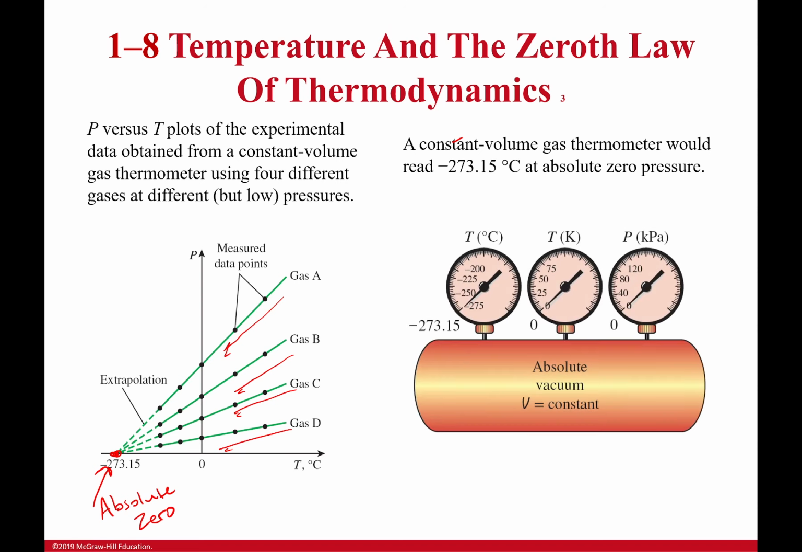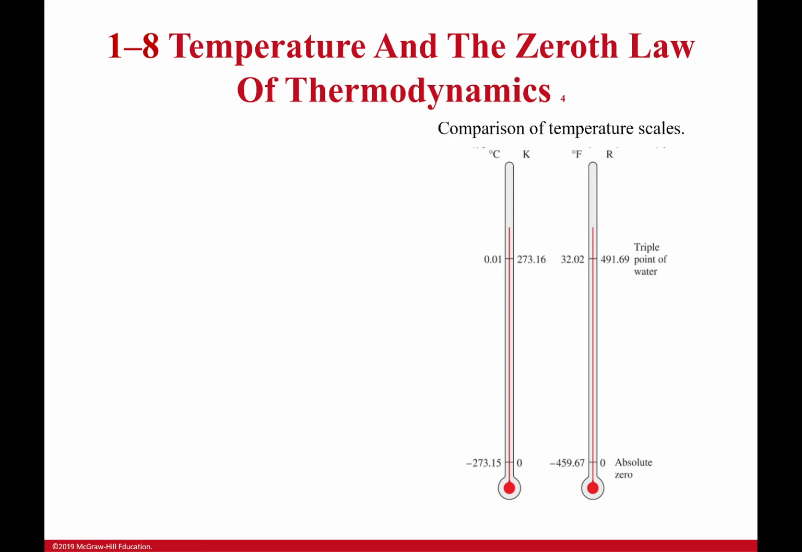I could also look at various other ways of doing this too. If I go to an absolute vacuum, I would go down to negative 203.15 degrees Celsius, which happens to be 0 Kelvin. Okay, so here's another way we can look at this. So this is Kelvin and Rankine on the right, Fahrenheit and Celsius on the left, just to help us out here.